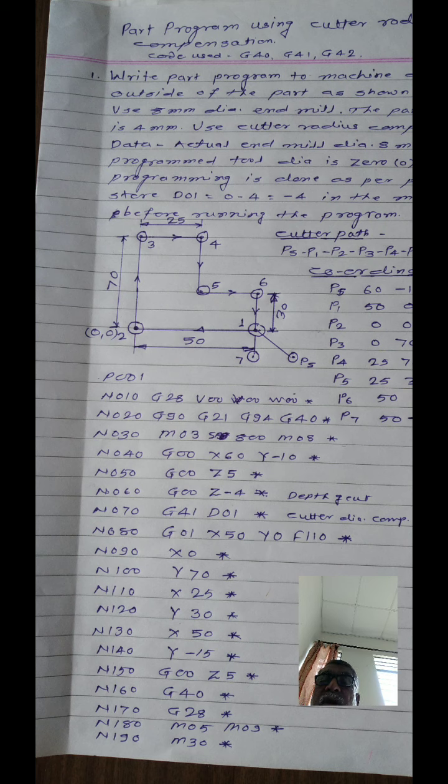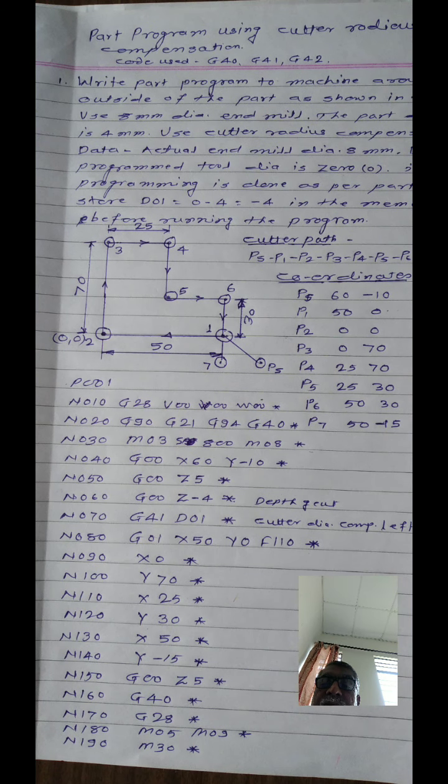Move the cutter from point 3 to 4 along the x direction. What are the coordinates of point 4? 25, 70. Is it okay? Means the y coordinate remains the same. You have to just mention the x coordinate, that is block number N110, X 25, as per the part drawing. The next point is 5.